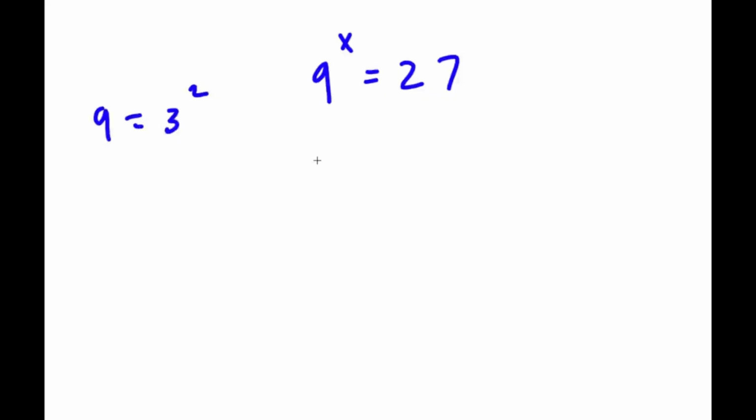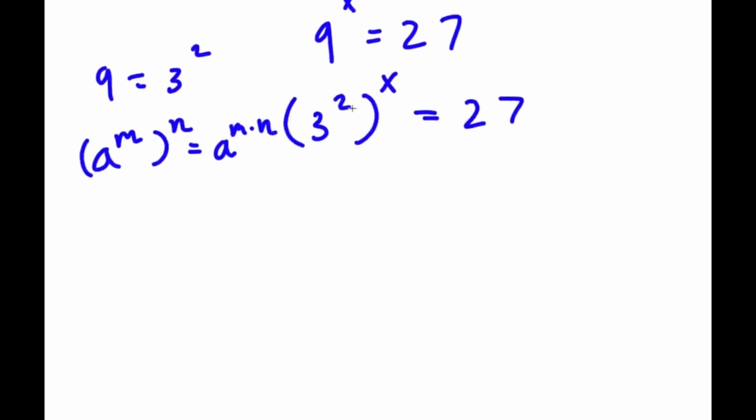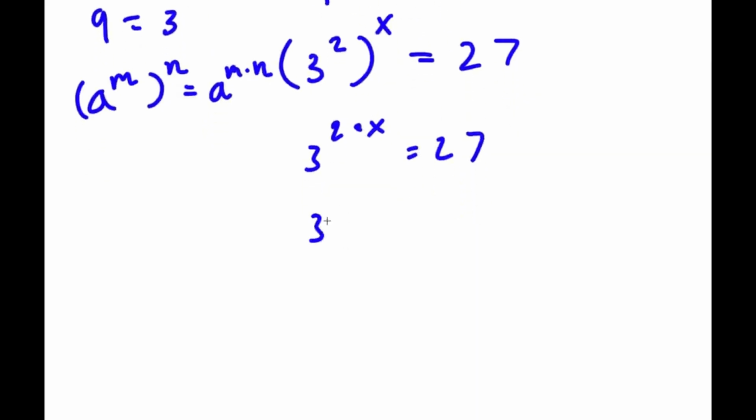So 9 to the power of x equals 3 squared to the power of x, which is equal to 27. And if I have something in the form a to the power of m to the power of n, this is equal to a to the power of m times n. So 3 to the power of 2 to the power of x will equal 3 to the power of 2 times x. 2 times x is simply 2x. So 3 to the power of 2x is equal to 27.